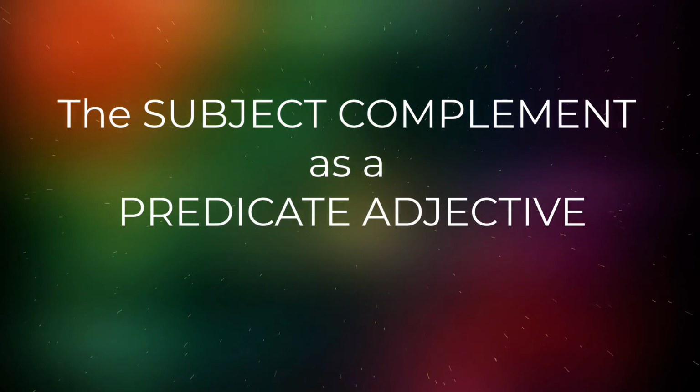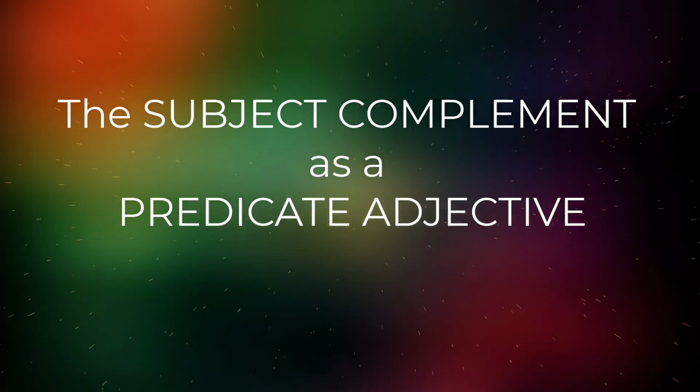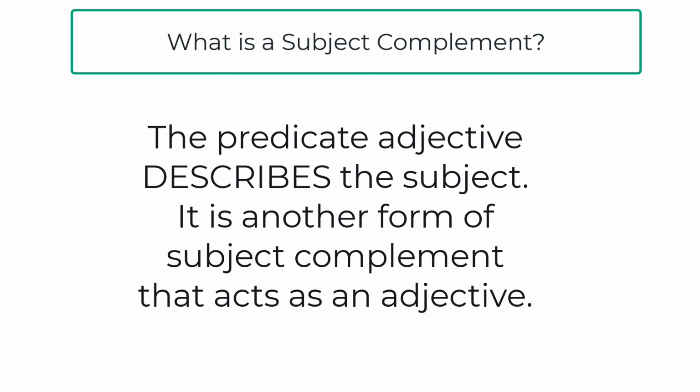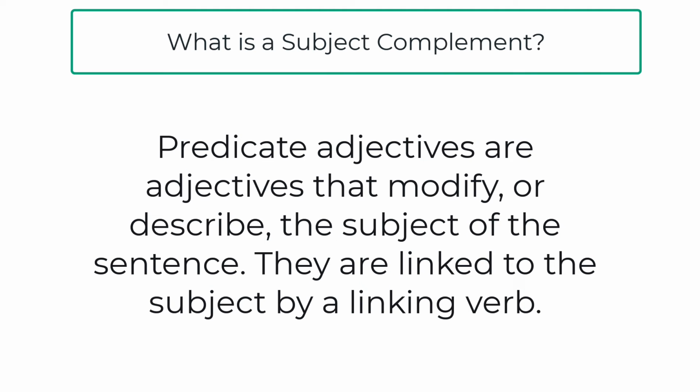Let's go on to the predicate adjective. Unlike the predicate nominative, which renames the subject, the predicate adjective describes the subject. It is another form of subject complement that acts as an adjective. Predicate adjectives are adjectives that modify or describe the subject of a sentence. They are linked to the subject by a linking verb.